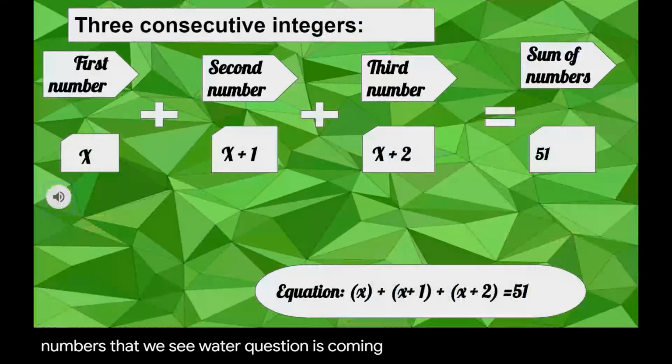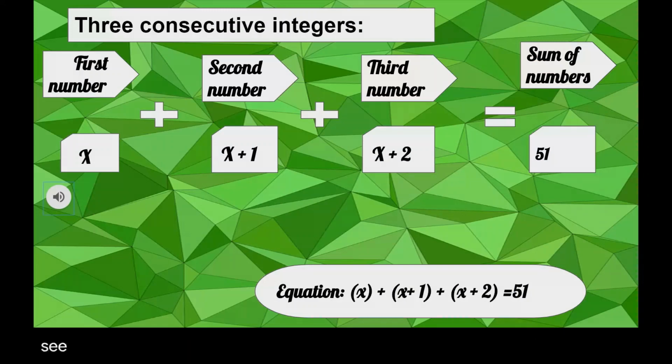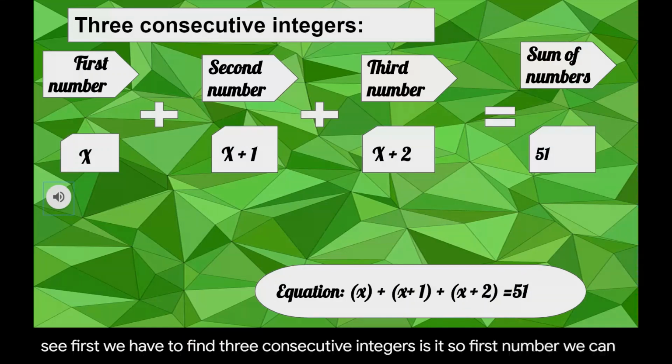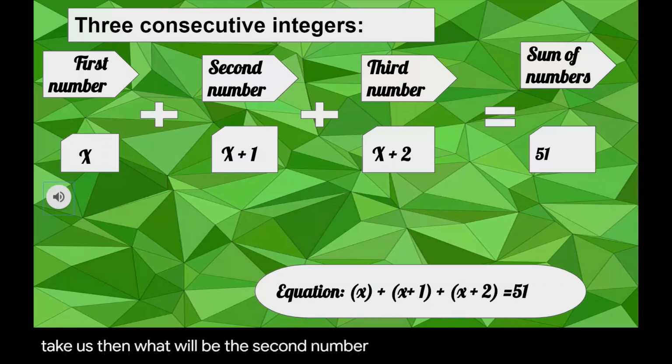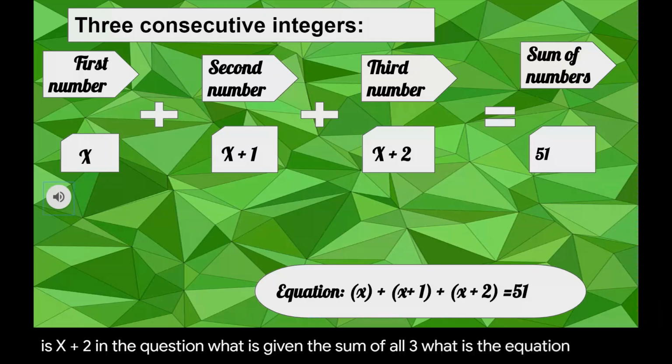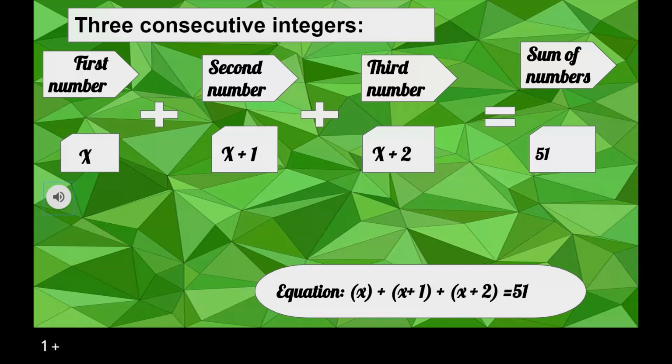How could we make an equation from this question? Let's see. Here, first we have to find three consecutive integers, isn't it? So first number we can take as x. Then what will be the second number? Plus 1, isn't it? Means x plus 1. What will be third? That is x plus 2. In the question, what is given? The sum of all three consecutive integers is 51. So, the sum of the numbers we can take as 51. Now, we got the equation. What is the equation? x plus x plus 1 plus x plus 2 is equal to 51.